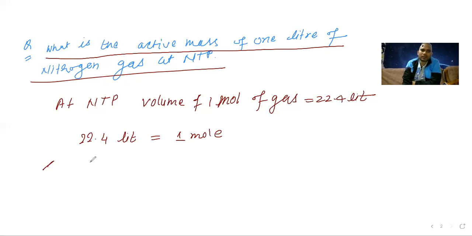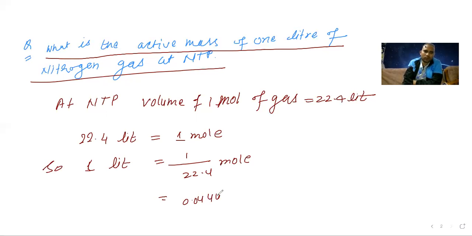So 1 liter is equal to how many moles? 1 upon 22.4 mole. Since it is per liter, how much value are you going to get? 0.044. This is moles per liter, because they have already given per liter. So this is our answer. This is problem number 2.